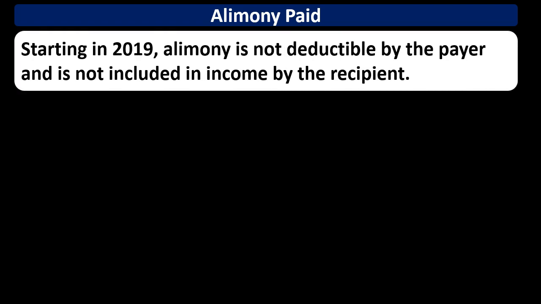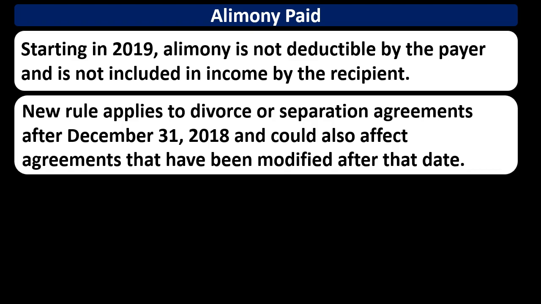Alimony is going to be an interesting situation for 2018 and 19 because there are current changes to alimony. Those changes starting in 2019 are that alimony is not deductible for the payer and is not included in income by the recipient. This rule will apply to divorce or separation agreements after December 31st, 2018 and could also affect agreements that have been modified after that date.